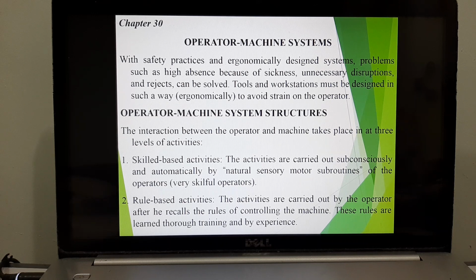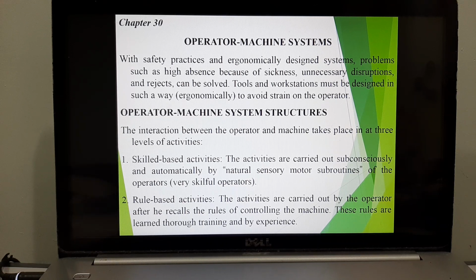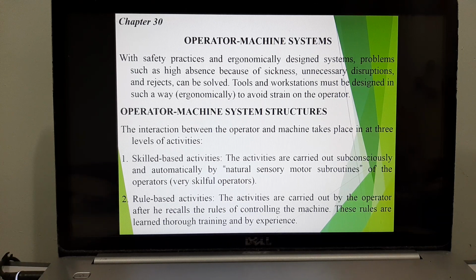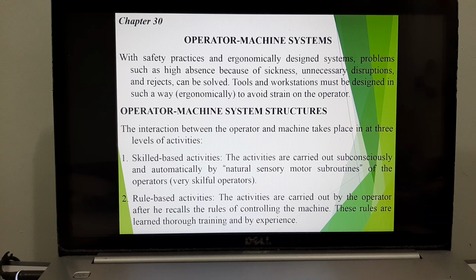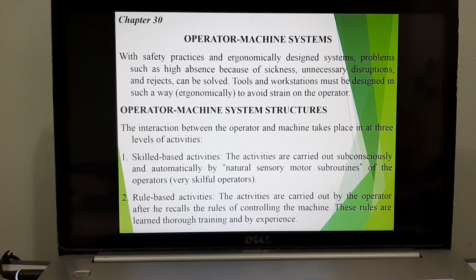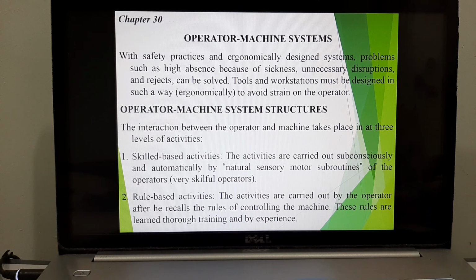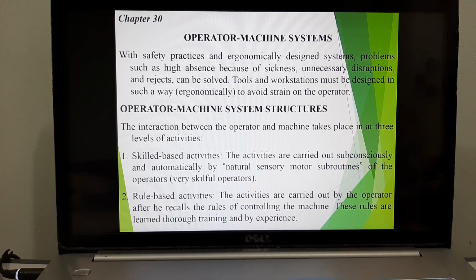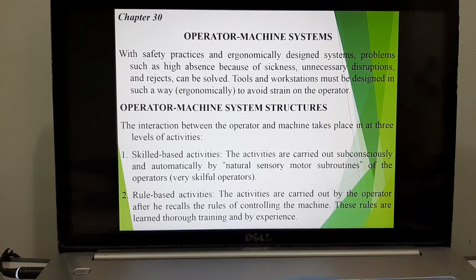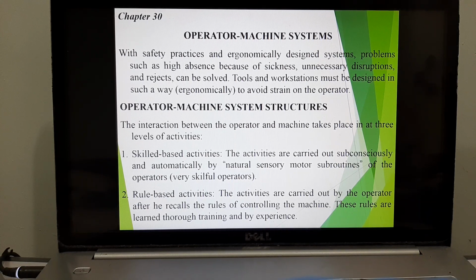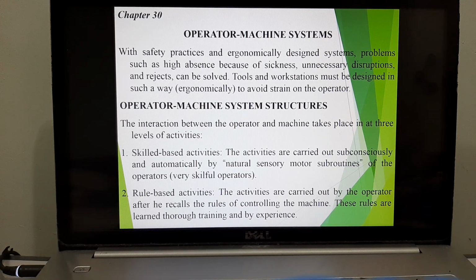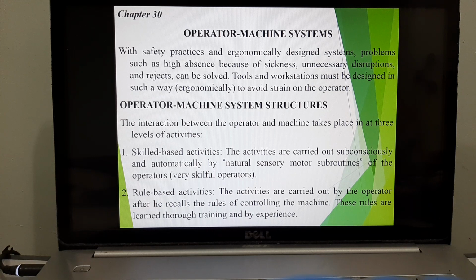the productivity of the company will be sustained. With safety practices and ergonomically designed systems, problems such as high absence because of sickness, unnecessary disruptions, and rejects can be resolved. So the tools and workstations must be designed in such a way as to avoid strain to the operator. If you look at the industry, the interaction between the operator and machine takes place in three levels of activities.